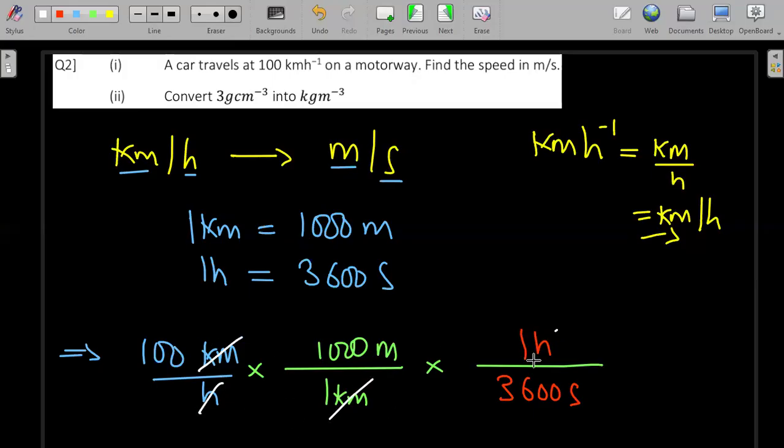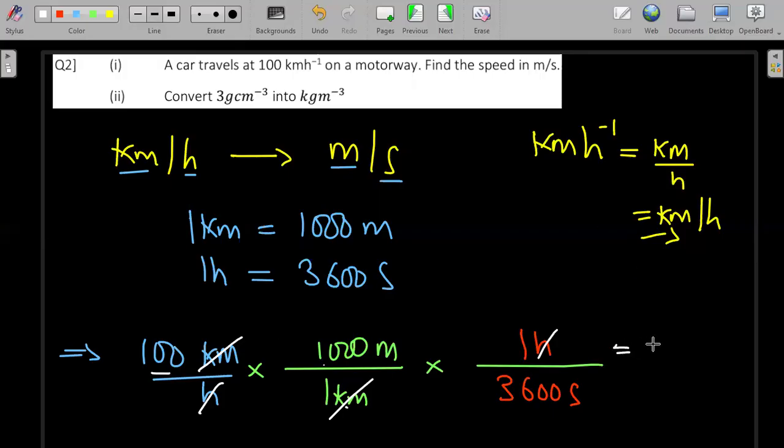The hour and the hour cancel out. So on top, I just remain with 100 multiplied by 1,000 meters multiplied by 1 divided by 1 multiplied by 1 multiplied by 3600 seconds. Okay, so when I multiply whatever was on top there, what do I get? I have 100 multiplied by 1,000 meters.